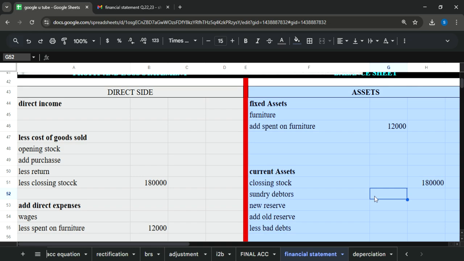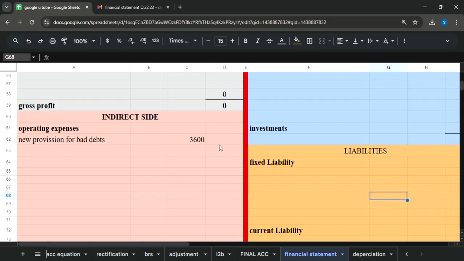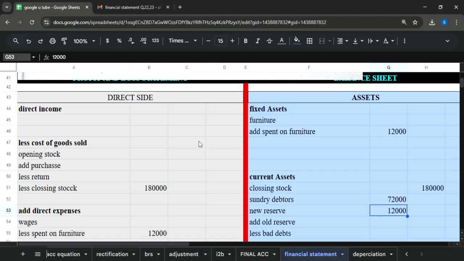Amount of debtor, I'm sure that was 72,000. The new reserve we have calculated, that new reserve was 12... let me see again. That was 3600. So you are going to write 3600 over here. Later on we will see if there is old reserve or bad debts we will be entering over here.